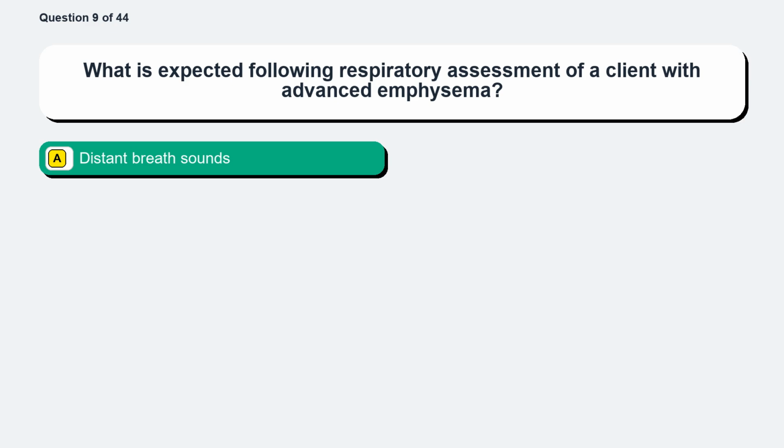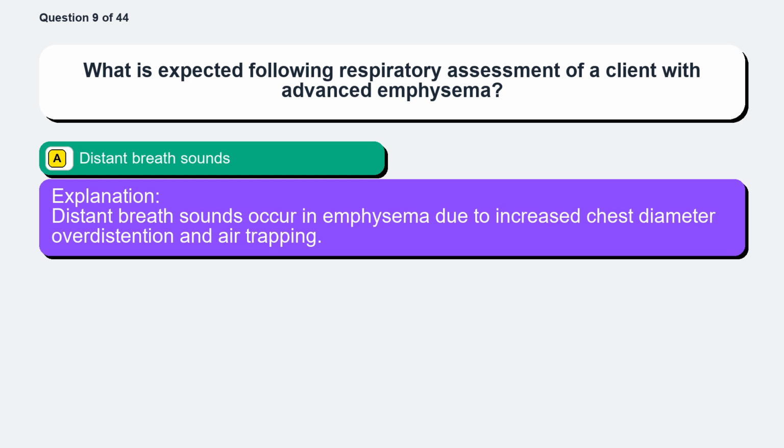The correct answer is option A. Distant breath sounds. Distant breath sounds occur in emphysema due to increased chest diameter, overdistension, and air trapping.